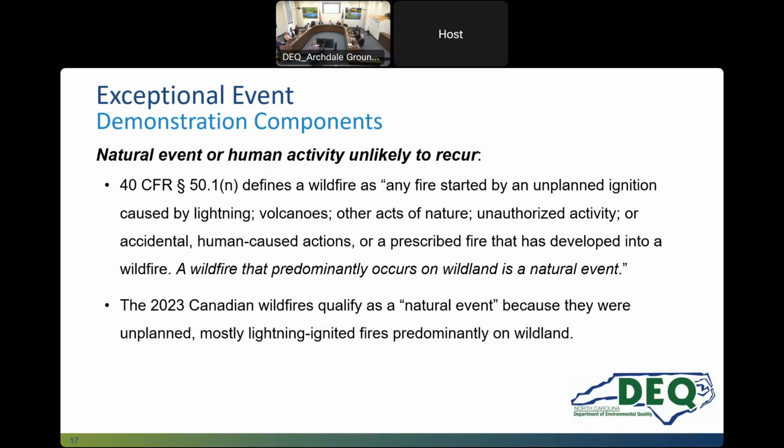The next one was to show that this was a natural event or a human activity unlikely to recur. We showed that by using the EPA's definition of a wildfire, which the last part there says a wildfire that predominantly occurs on wildland is a natural event. So since they were unplanned, mostly lightning ignited fires predominantly on wildland, that criteria was met.